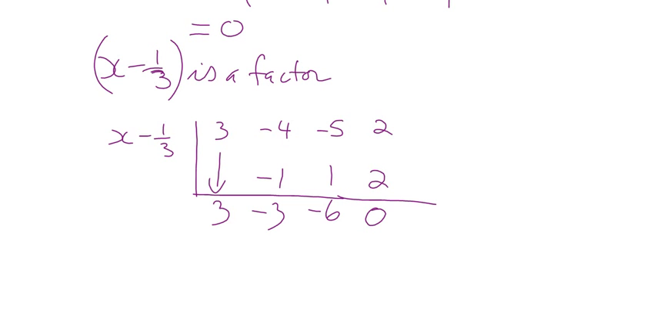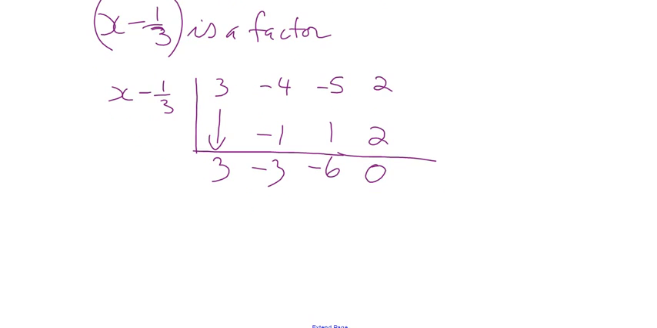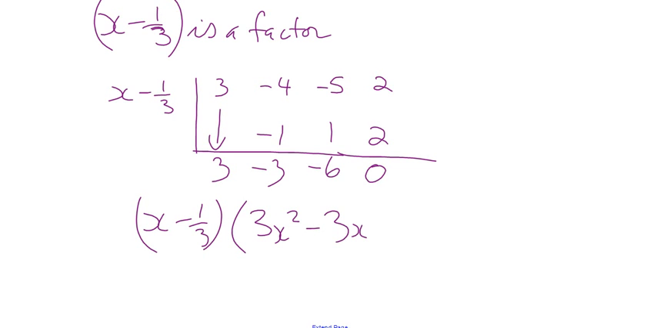So you have to change 3x minus 1 back to x minus 1/3 and do a synthetic, or you could do a long division by 3x minus 1. So me, lazy, I'm just going to do the synthetic by x minus 1/3. And I get 3x squared minus 3x minus 6.